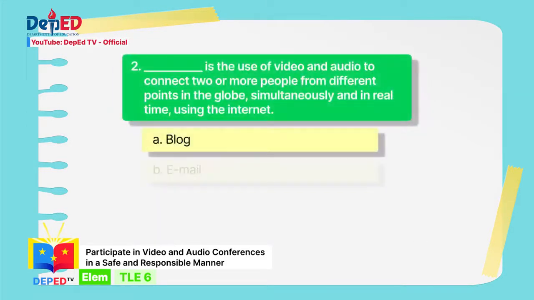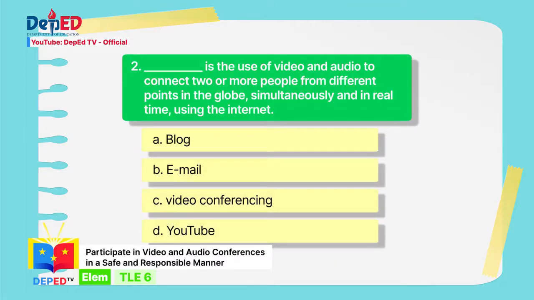Number 2. Blank is the use of video and audio to connect two or more people from different points in the globe, simultaneously and in real time, using the internet. Letter A, blog. Letter B, email. Letter C, video conferencing. Letter D, YouTube. And the correct answer is letter C, video conferencing.